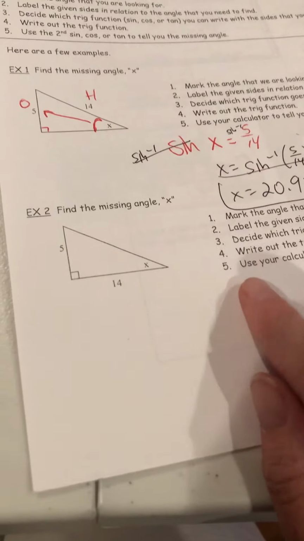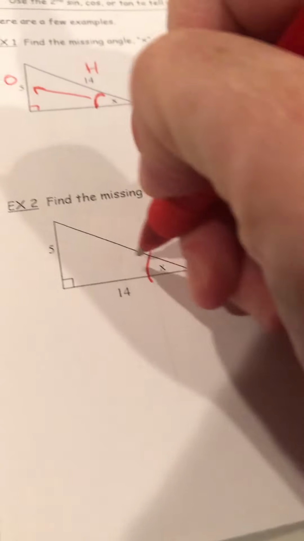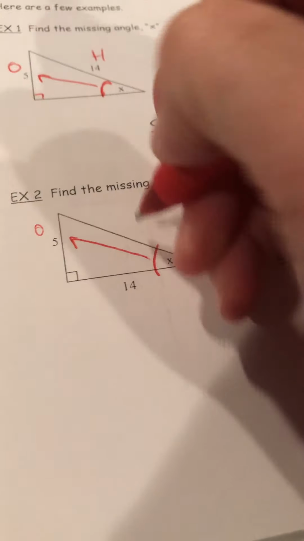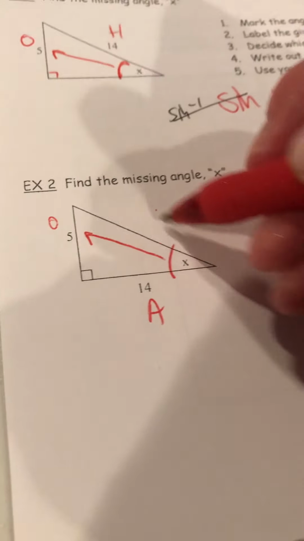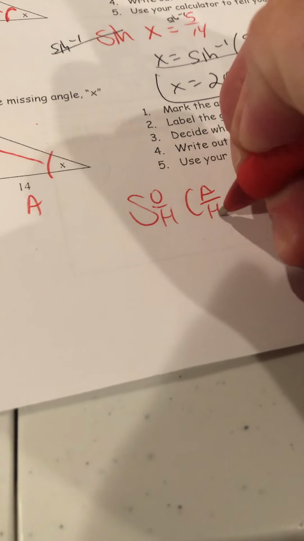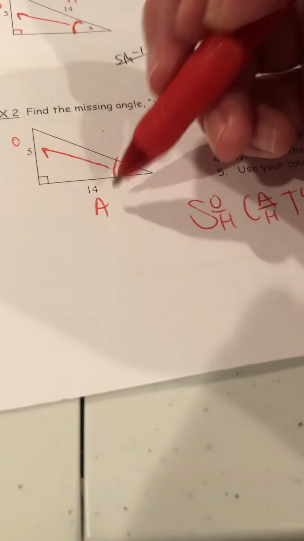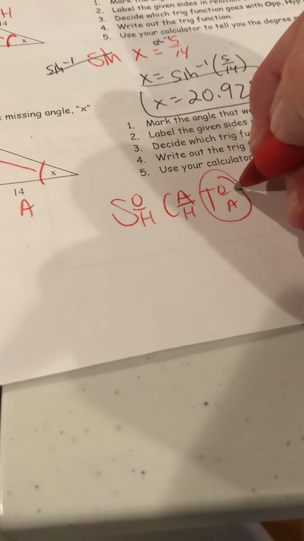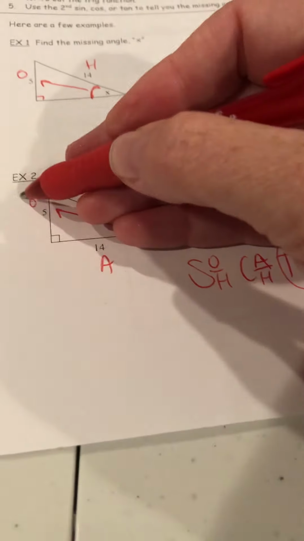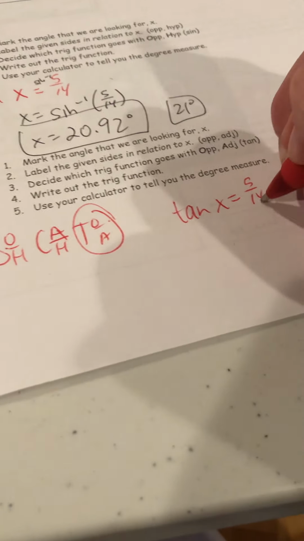Okay, there's one more. Do you want to try it first? Okay, so you should have said that's my opposite, hypotenuse, adjacent. Notice I didn't write hypotenuse, and I didn't write adjacent here because otherwise it's too confusing to figure out which one I'm going to use. But if we only mark what we have, O and A, we can see it's got to be tangent because that's the only one with an O and an A. So we've got tangent of x is O over A, 5 over 14.